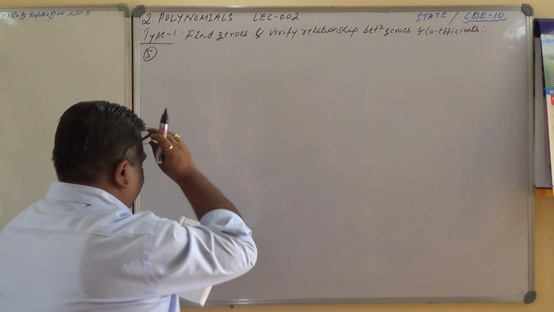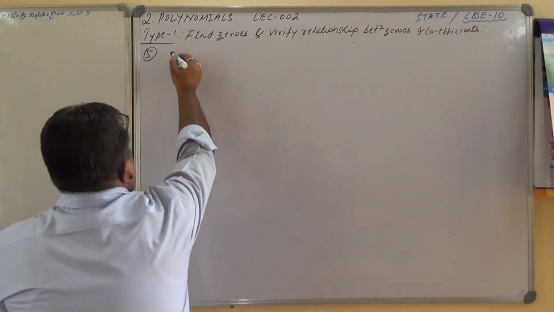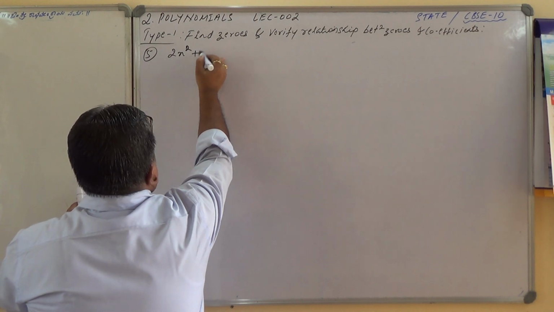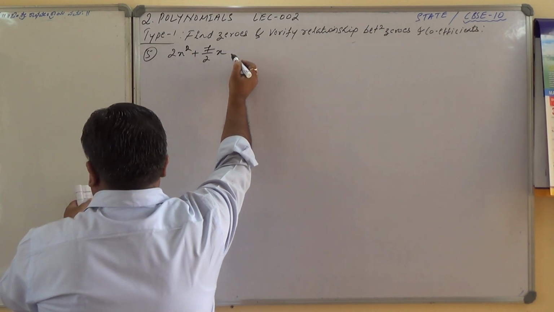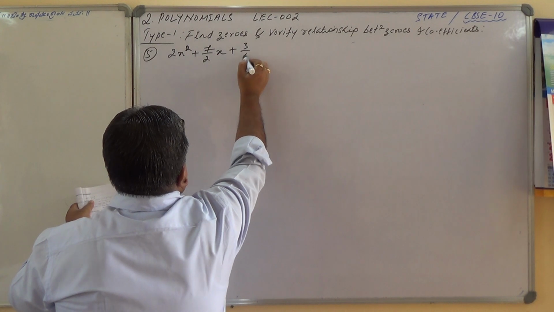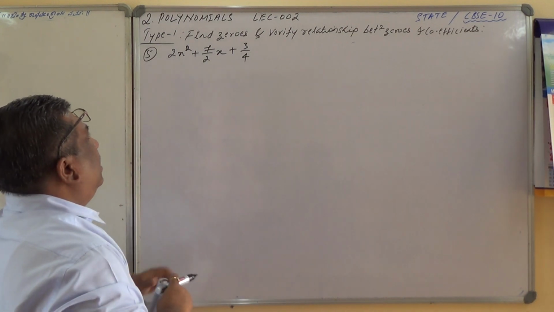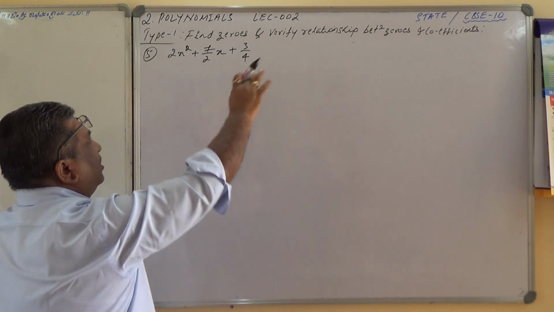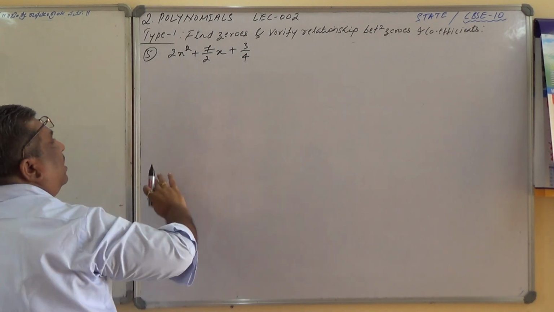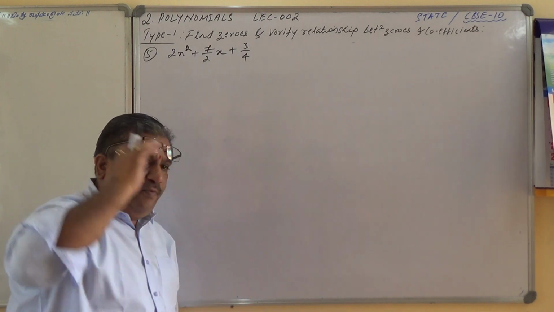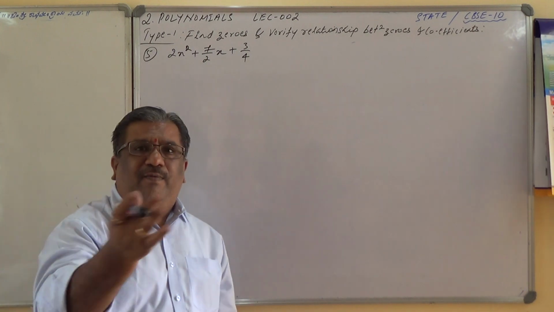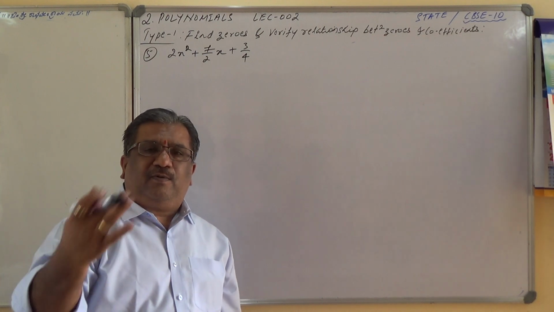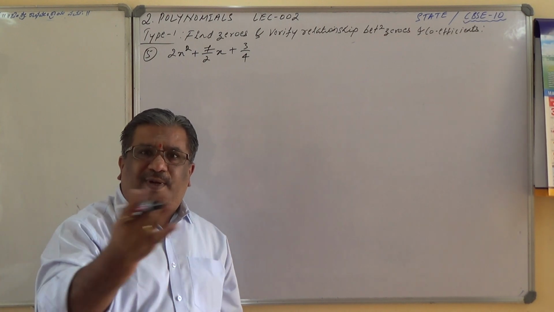Note it down. Exemplar: 2x square plus 7 by 2x plus 3 by 4. What is it that we have to find out? We have to find out the roots here and also establish and verify the relation here. So how to find out the roots here? See, one important thing is, if you do not equate it to 0, you are going to have a lot of problems here. As my step 1 itself, equating it to 0, my process becomes very simple here.